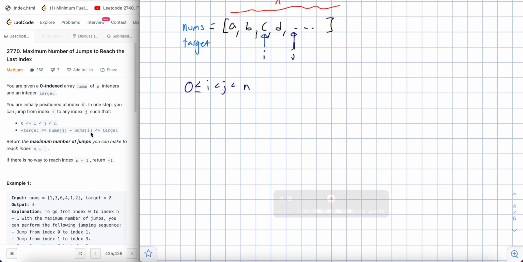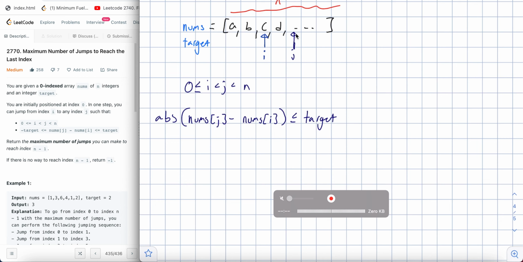The second condition states that negative target, so this target that we're given, has to be less than or equal to nums j minus nums i, less than or equal to target. So this is just a weird way of saying that the absolute value of nums of j minus nums of i has to be less than or equal to target. What it's basically saying is if I want to jump from i to j, the difference between those two things needs to be less than or equal to target.